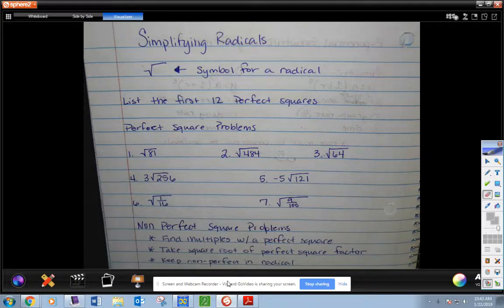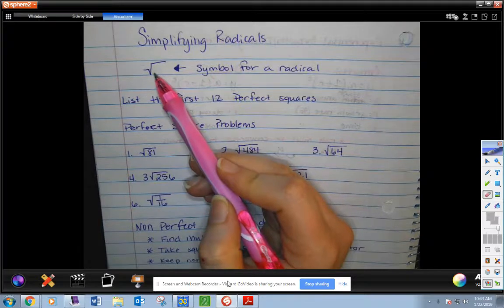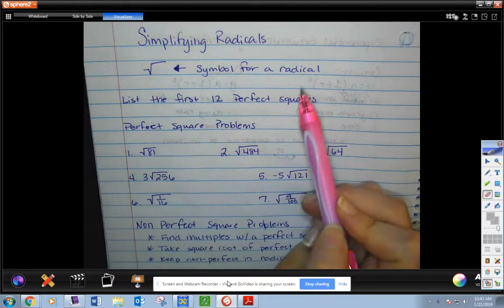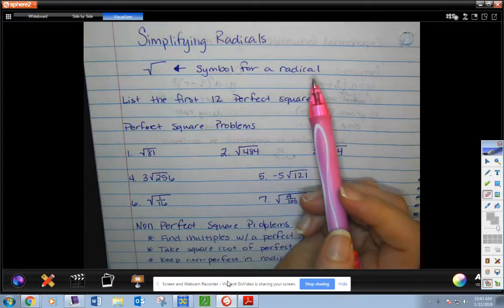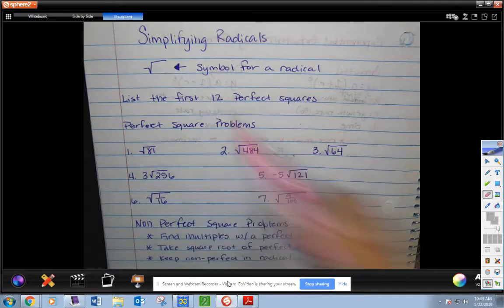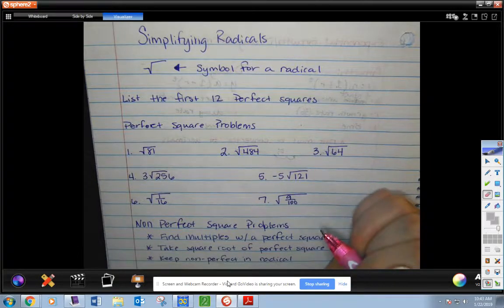Okay, so when I say simplifying radicals, y'all know what this symbol is. Like y'all read it as take the square root, but the symbol is actually called a radical. So we're gonna start really easy, and we're gonna list the first 12 perfect squares.